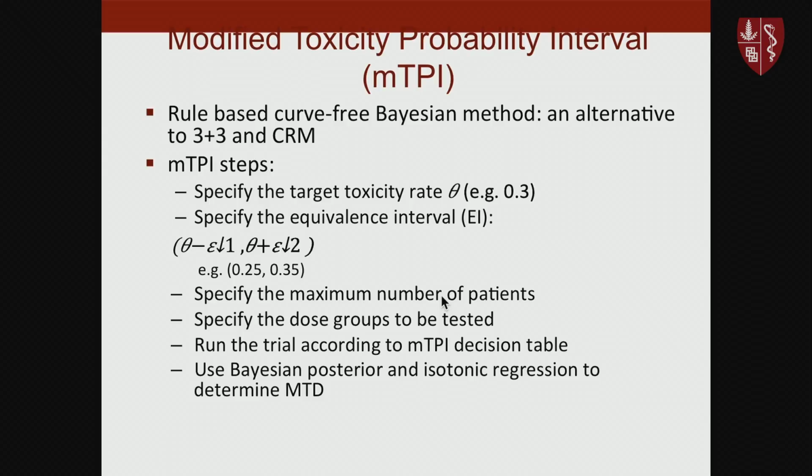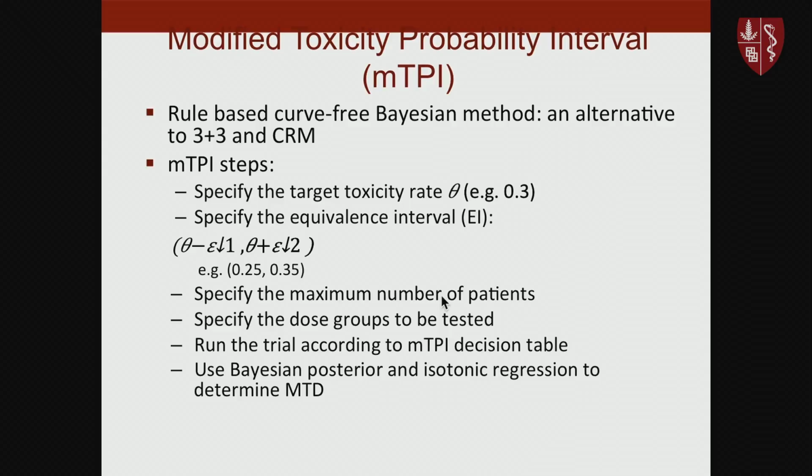Now, in this MTPI approach, you actually say, this is my target. It can be 0.3, 0.25, this is my target. But realize that the toxicity rate is never constant, so I can give a range that I feel is acceptable. For example, if my target is 0.3, I can have a range of 25% to 35% being acceptable. Then you say how many patients you have for each cohort.